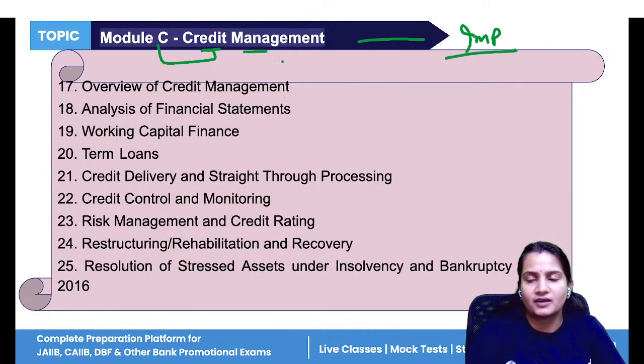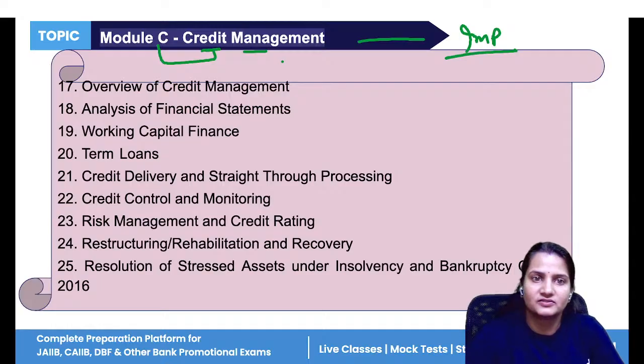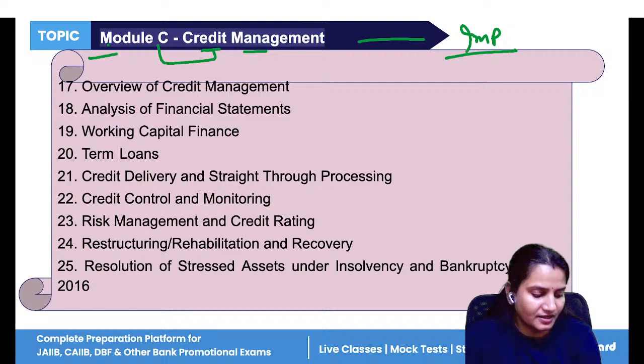How you will manage the credit, in which sectors you are allowed to provide credit, long term credits, short term credit. Once you have checked the loan appraisal, then how you disburse the loan. After disbursing, you will control the credit, you will monitor the credit. And in between these, every now and then you have to face risk also. Now how will you minimize the risk? So module C is all about credit management.